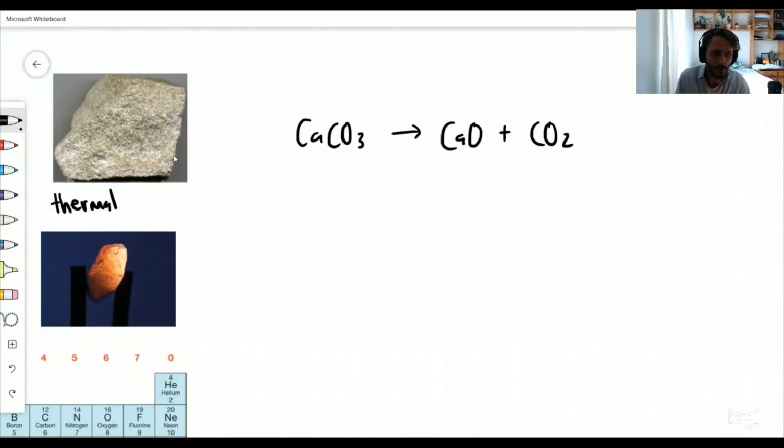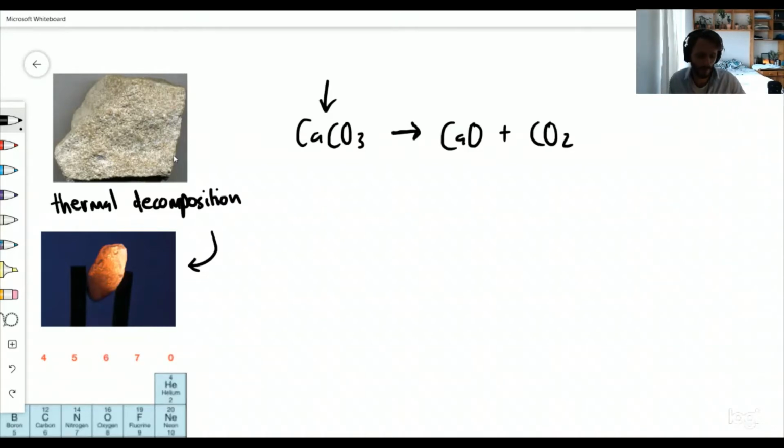Now, if I had to heat this thermally, a thermal decomposition reaction, in other words, you heat this calcium carbonate, it's going to form a substance called calcium oxide, and it's going to release carbon dioxide. So you can see over here in this diagram, I've got the thermal decomposition of calcium carbonate, which is this compound over here.